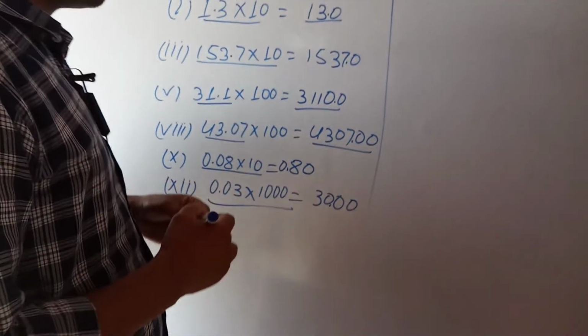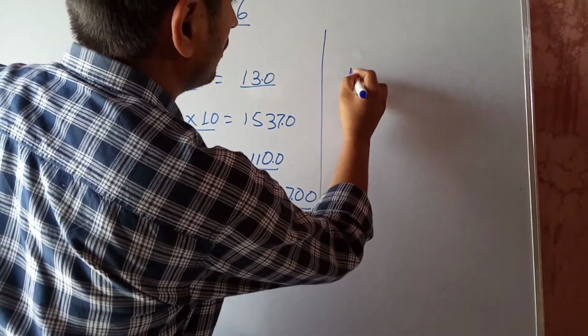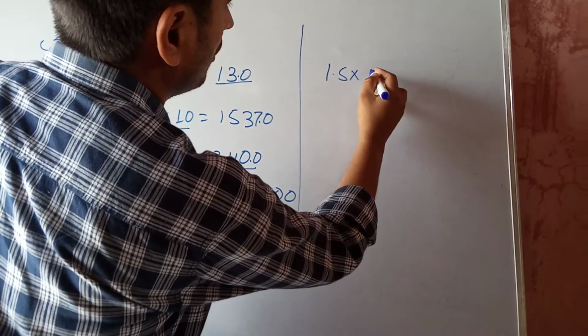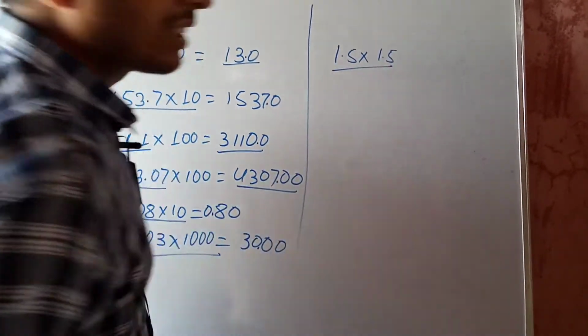I am giving one example here. See, suppose you have to multiply 1.5 into 1.5. Okay, see here.